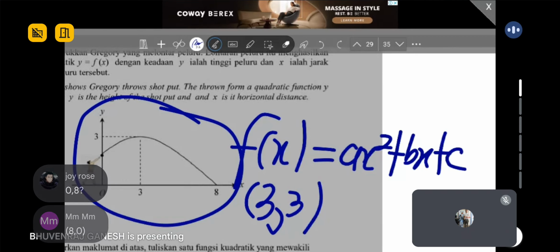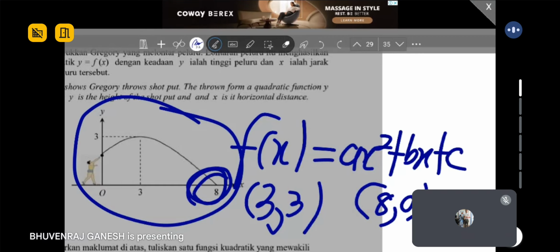Tak. Siapa kata C sama dengan kosong? Yes, 80 guys. 80. Pintasan X guys. Nampak tak? Your X intercept. Okay, that's why it's 80. Okay? 03 tak boleh guys.